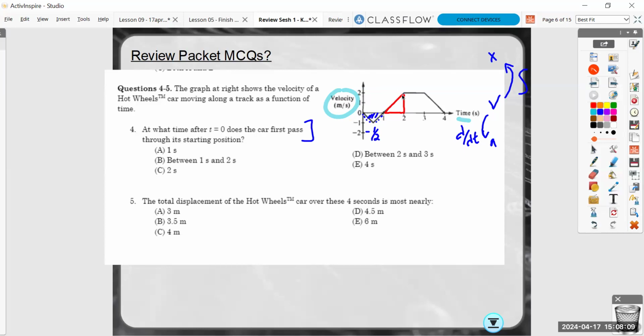So careful on the scale on the graphs. The scale on the graphs can be a little weird. This is 1/2, which means it's got an area of 1. Oh, I went too far. And if I went too far, that means that I hit 0 where? In between 1 and 2. So I hit 0 somewhere in between 1 and 2 seconds. Excellent. All right, what if I wanted to know the total displacement of the Hot Wheels car over these 4 seconds?